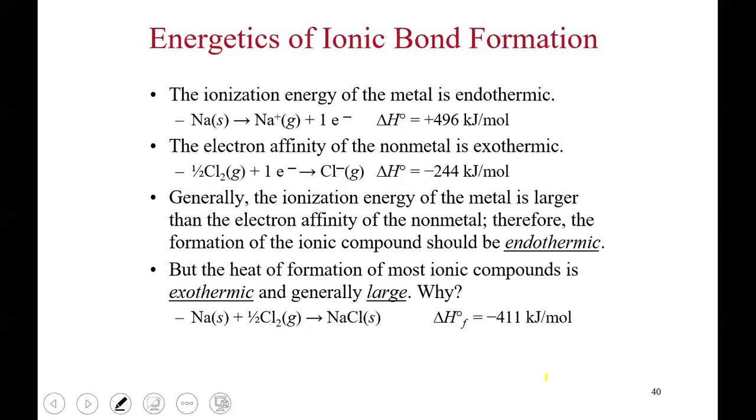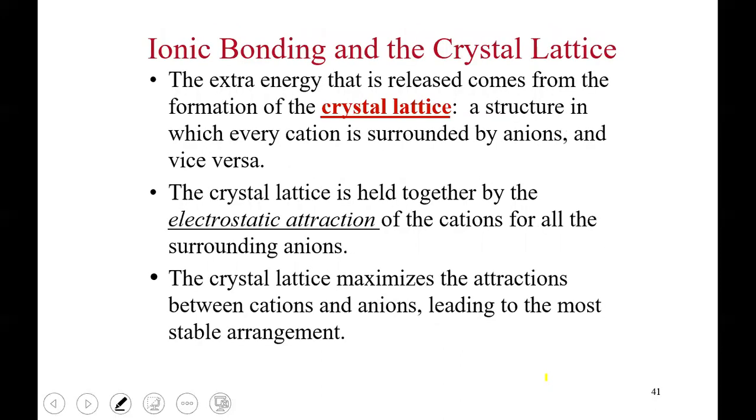So why is that? Why is it that the formation of an ionic compound is largely exothermic, whereas mathematically it should be endothermic? Well, the reason is that the formation of an ionic compound does not involve exclusively the formation of the corresponding ions. There is an extra step, and that extra step is the actual formation of the crystal lattice.